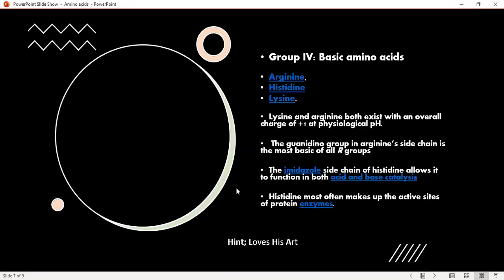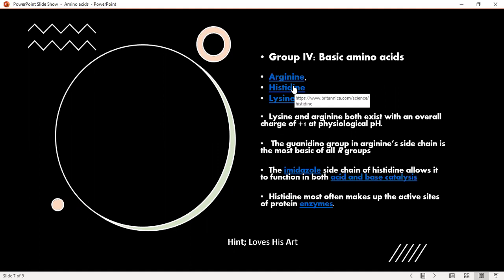Now we will talk about the last group, or fourth type, of amino acids, that is basic amino acids. Why are these called basic amino acids? Because they contain more than one amino group in their side chain. So we have three amino acids here. Here is the hint: L for lysine, H for histidine, and A for arginine. These are basic amino acids and they contain a net charge of +1 over pH 7.